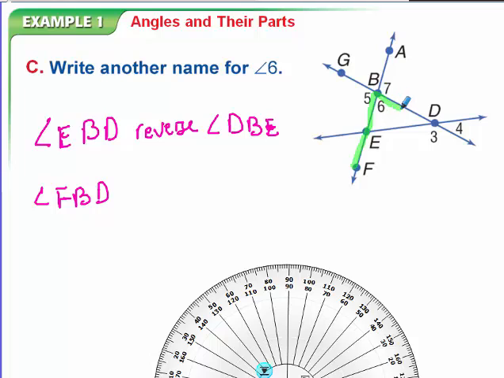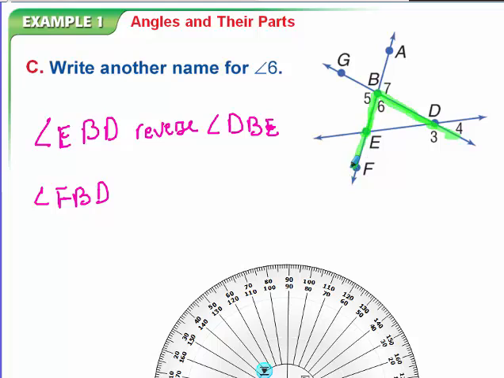This whole thing here is angle 6. So I could name it EBD because I start at E, go through B, and then over to D. Or I could reverse it and say DBE. Now, because there's 2 letters along this ray going here, I could replace the E with an F instead. So instead, if you wanted to call it FBD, you could. That's still fine. And I could reverse that and say DBF also, and it would still be fine.